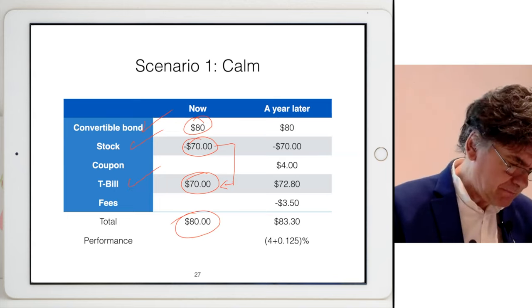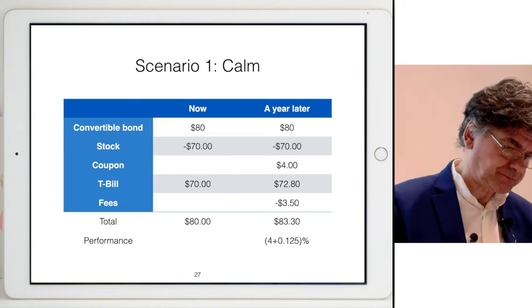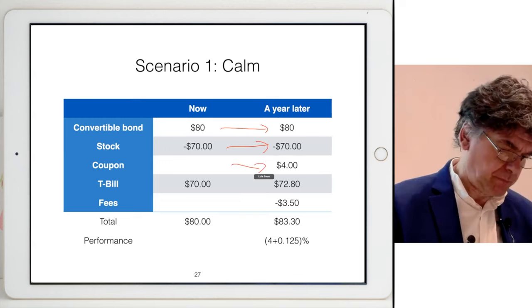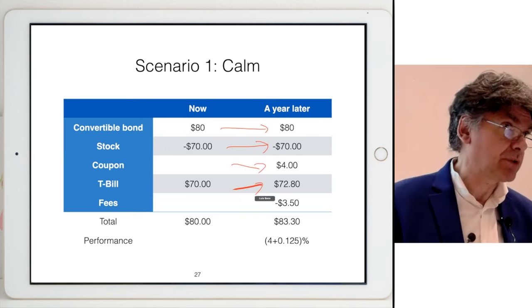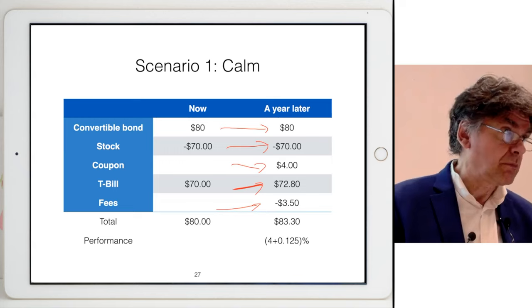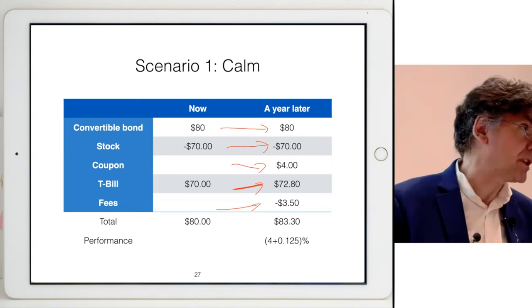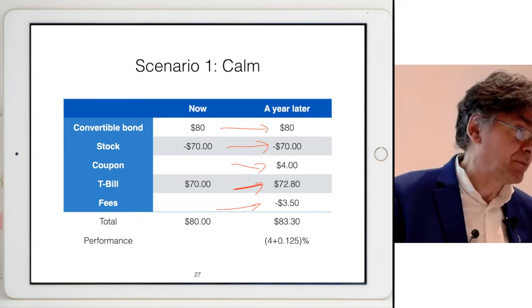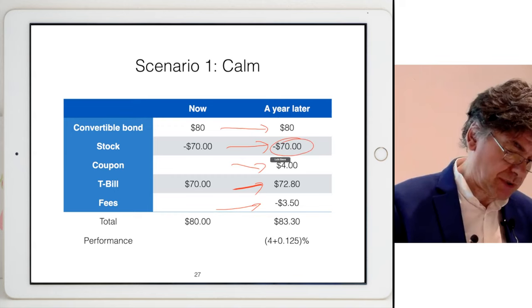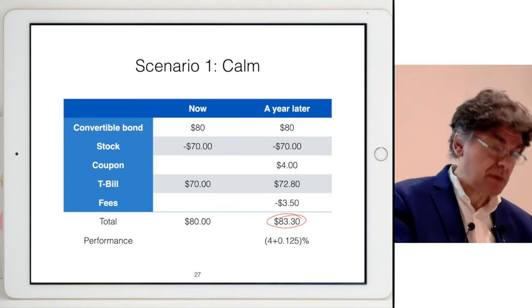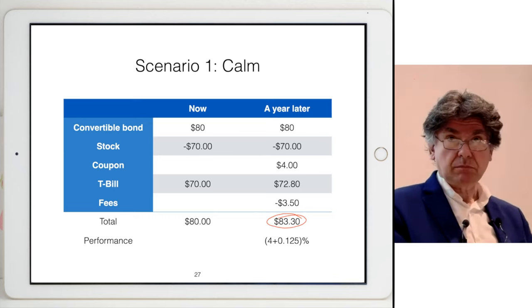Great. Let's say that in a year nothing has changed. The bond is the same, the stocks are the same, my $4 coupon payment is paid, and my T-bill gives me 4% interest rates. I have to pay $3.50 to my broker because interest rates are 4. I'm assuming a 1% charge for my shorts. It's less in practice, but 1% is a round number. So 5% of my $70 is $3.50, which means I make $3.33. If nothing happens, everything is the same, then I make $3.33.